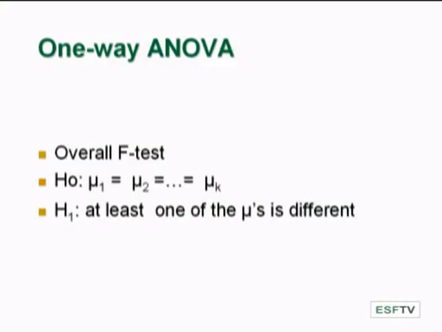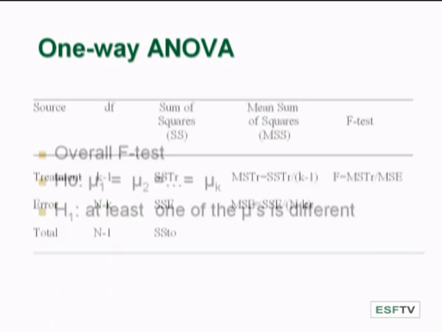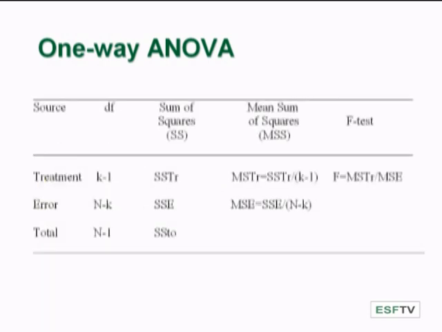This slide shows you what the overall F-test, the null and alternative hypothesis, look like. Again, the question we're asking is, at least one of the means are different. This is the first output you're going to see. It's called an ANOVA table. This ANOVA table computes the sums of squares. It partitions out the variation in 3 different ways.